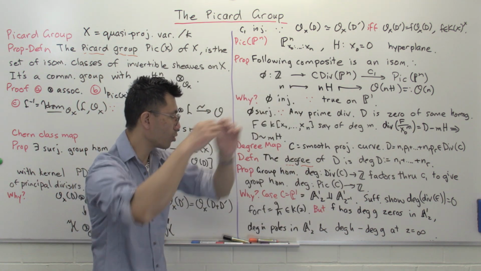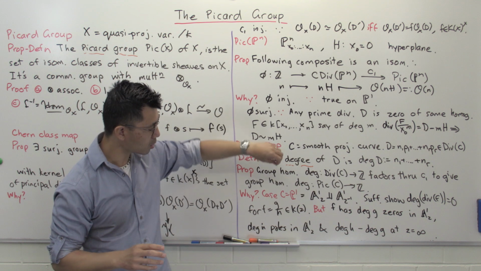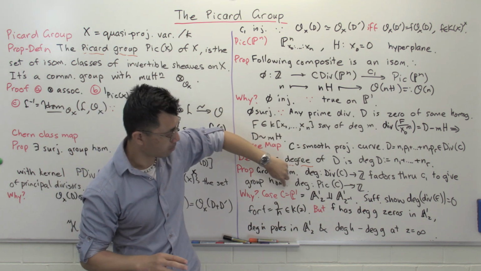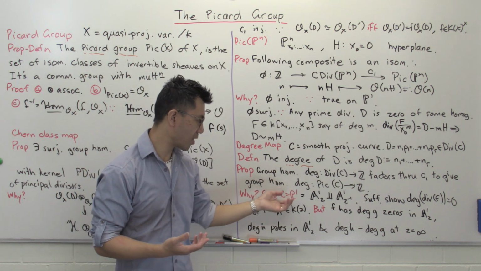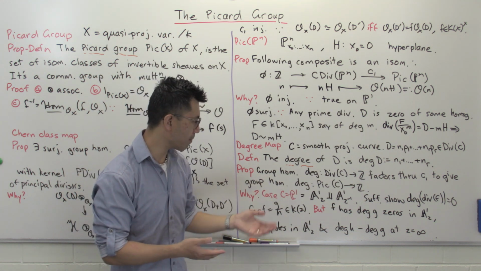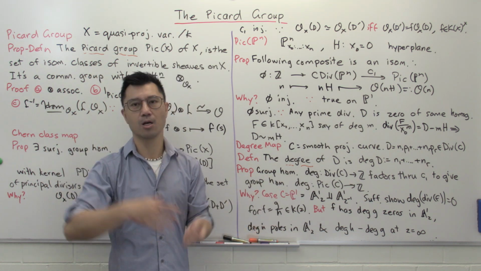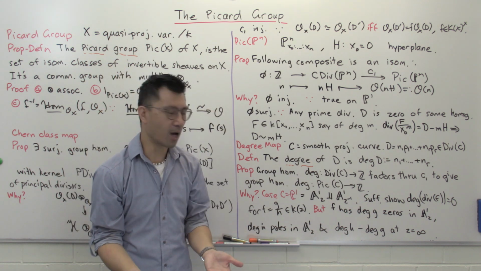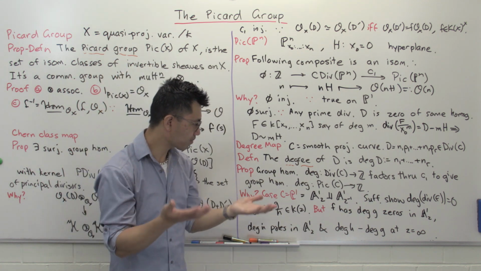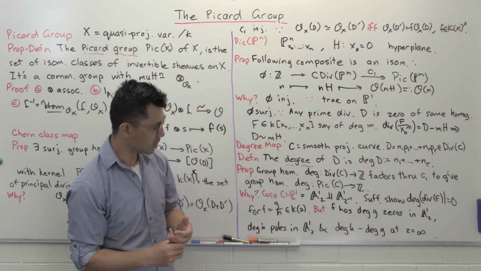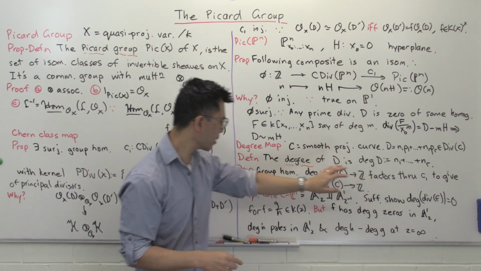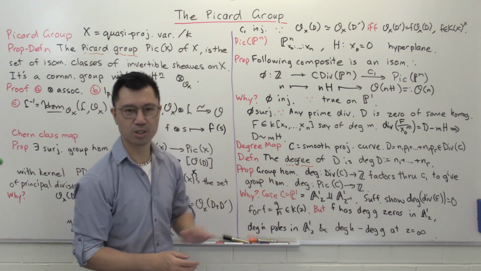So I won't show you this in general. I'll just do the special case where C is the projective line. And in fact, the general case reduces to that of the projective line by looking at maps to the projective line. So for any curve, you can map it surjectively onto the projective line, and use that to prove this result. But I'll just do it in this special case here.